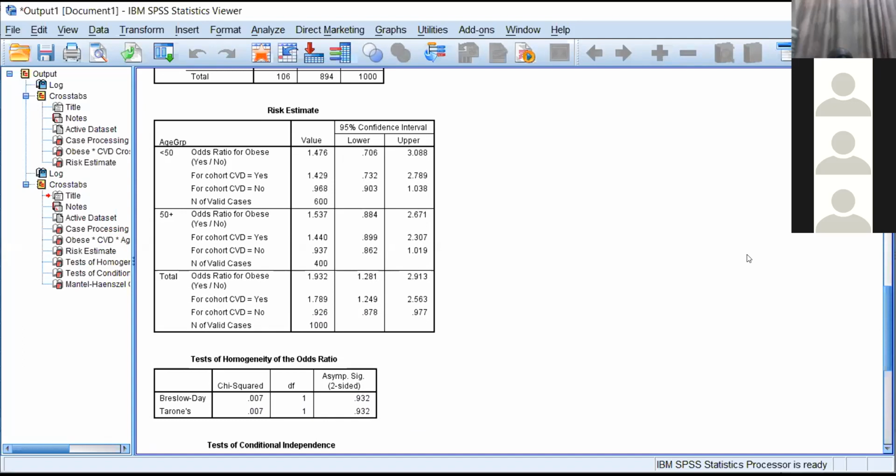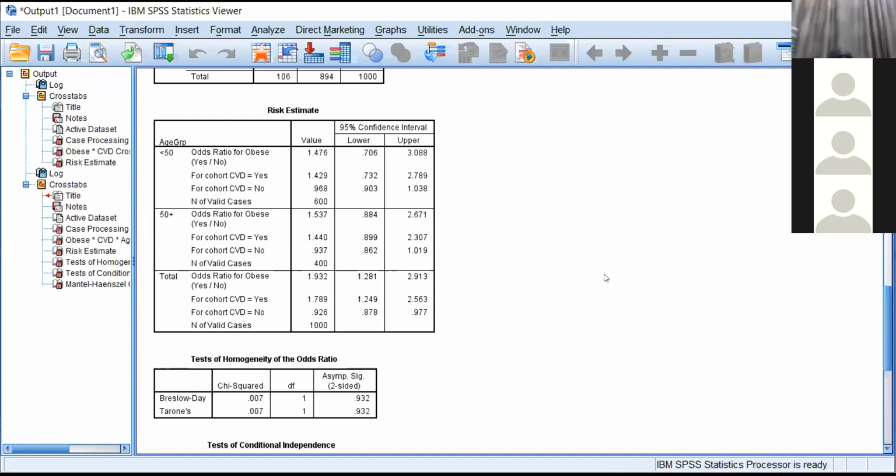Look at this one. Look at the confidence interval. Is it significant? Look at this first one. The odds ratio is 1.476, and the confidence interval is 0.7 to 3.088. Is it significant or not? It is not. Why? Because between 0.7 and 3.08, 1 will definitely come. So it's not significant. The second one also is not significant.